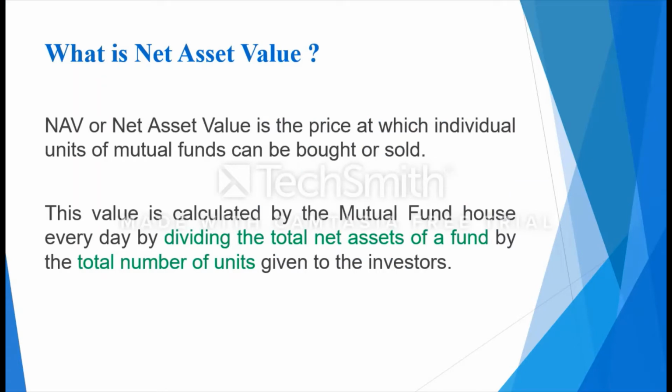Now, NAV is the price at which an individual unit of a mutual fund can be bought or sold. So, at what price I am buying a single unit and at what price I am selling a single unit, that is referred to as the NAV or net asset value of that scheme. Now, how is it calculated? You compute the entire net asset of that scheme on that given day and you divide by the number of units which are there on that day, and that will give you the NAV.